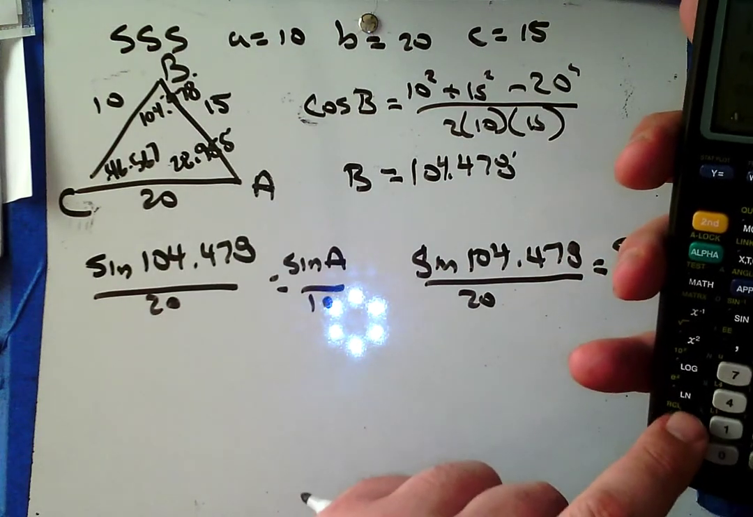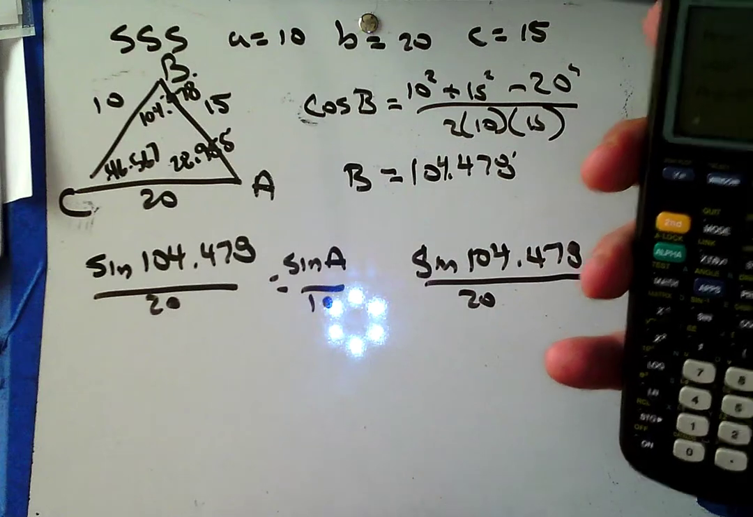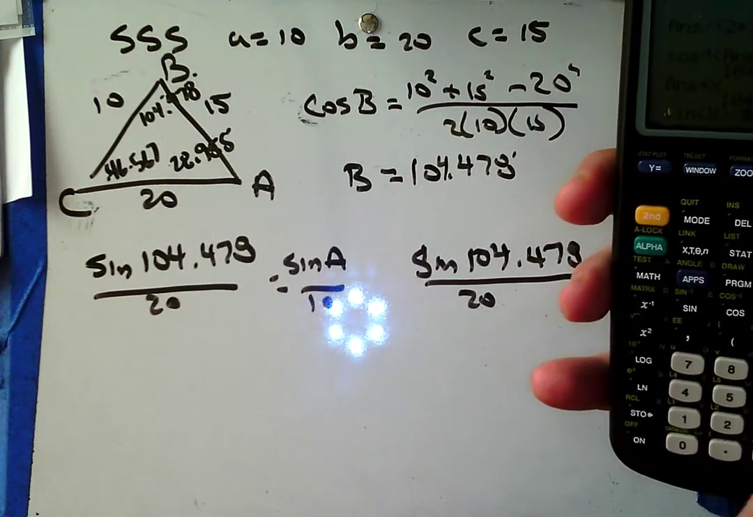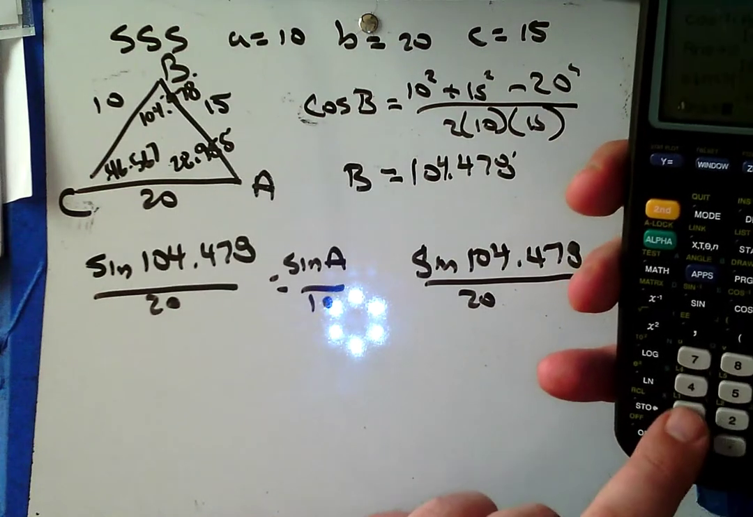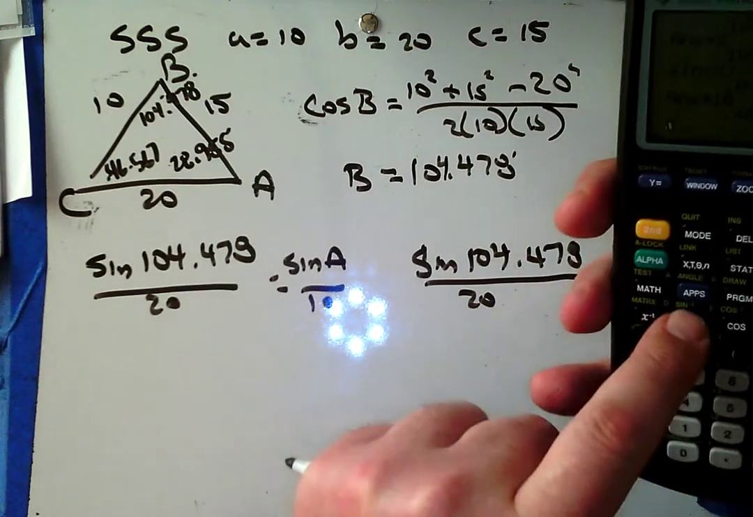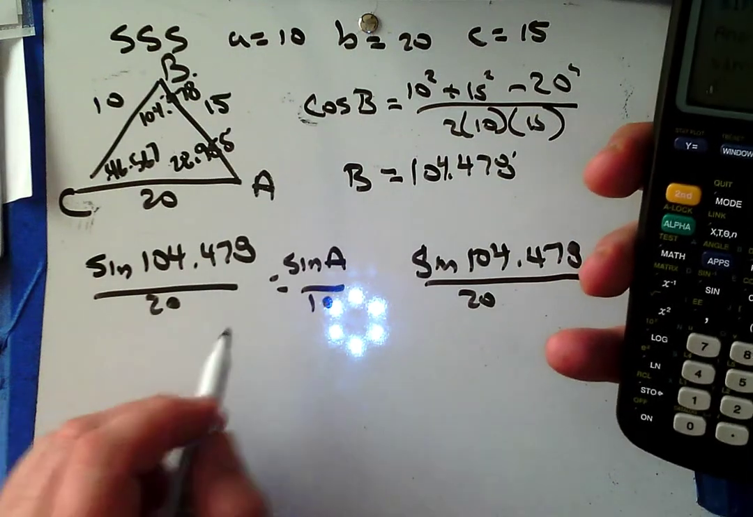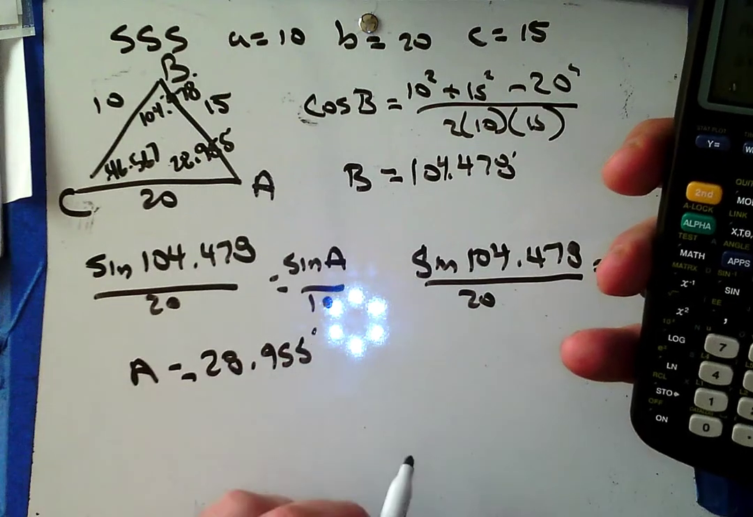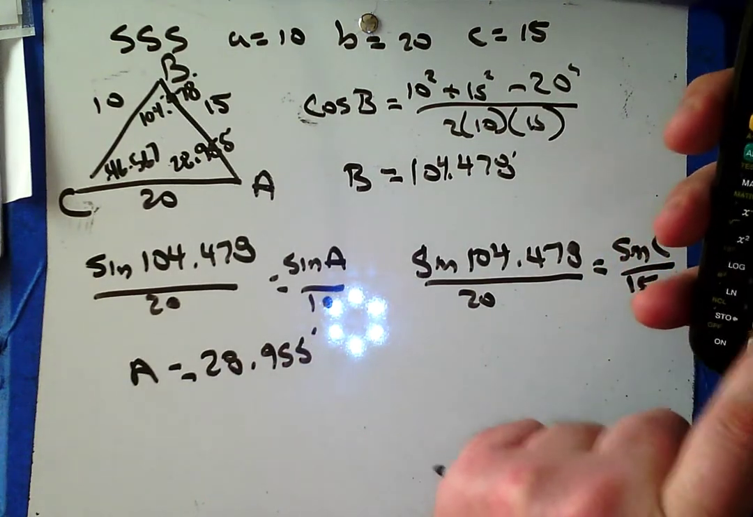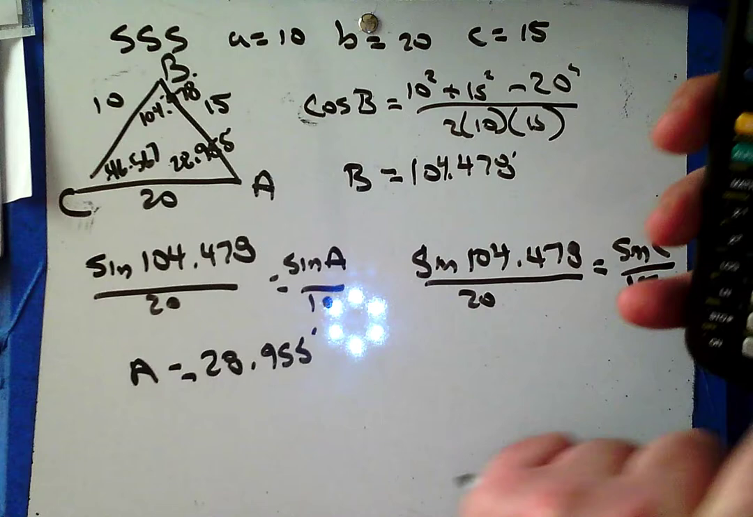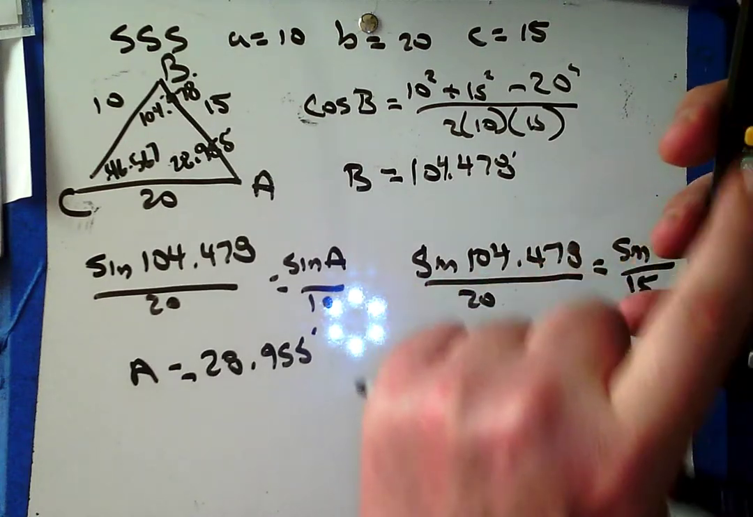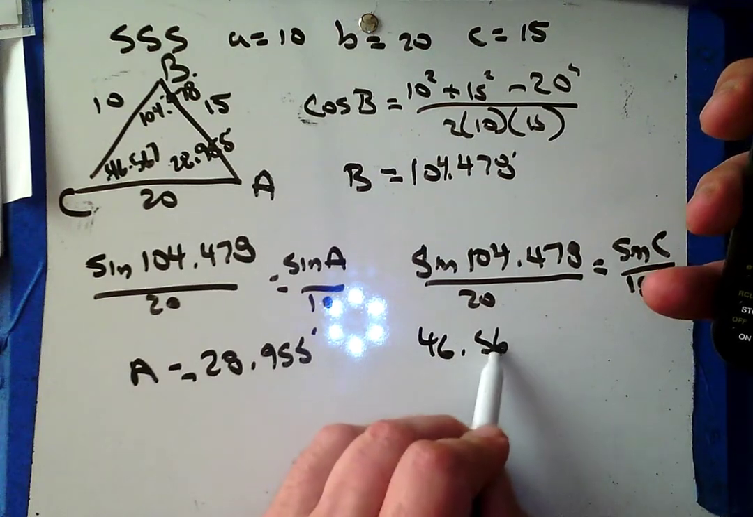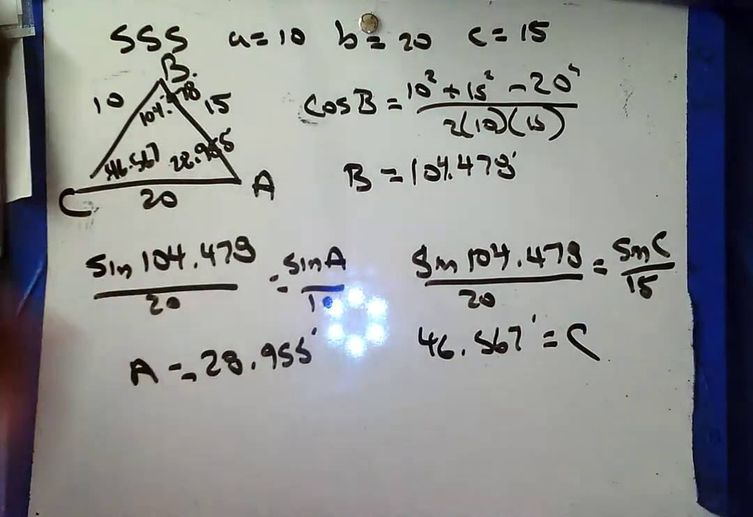Second answer, store as x. Okay, so I want the sine of x, close parentheses, divided by 20 times 10. Don't forget to do the inverse sine of that, and I get that A equals 28.955 degrees. And then over here, if I do 15 sine of x, close parentheses, divided by 20, and do the inverse sine of that, I get 46.567 degrees for C.